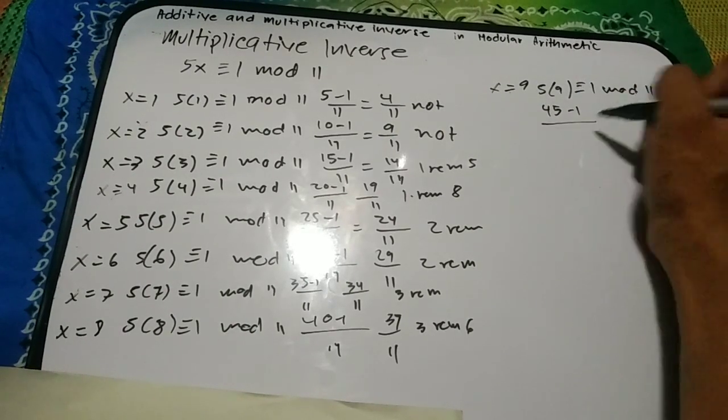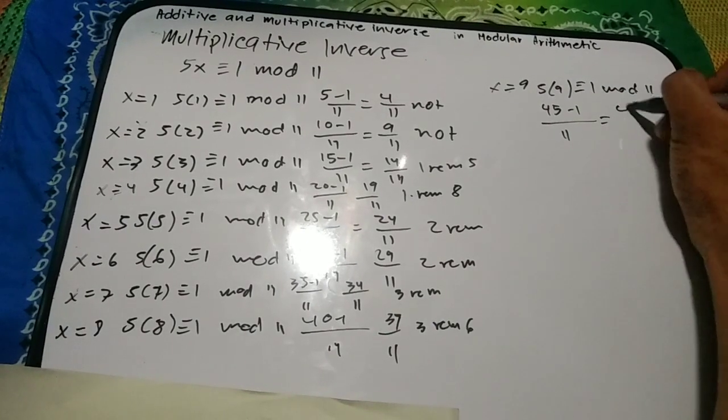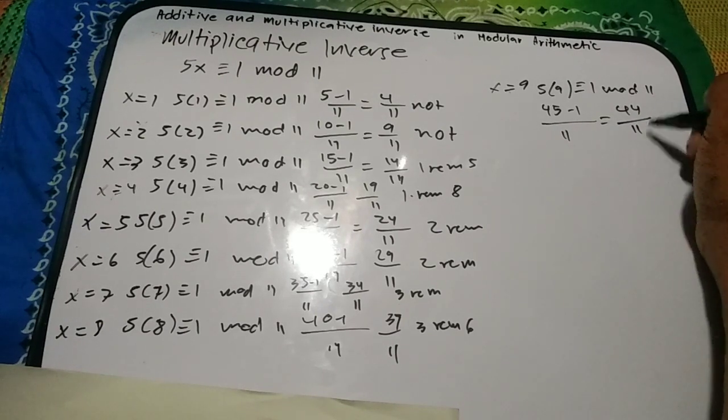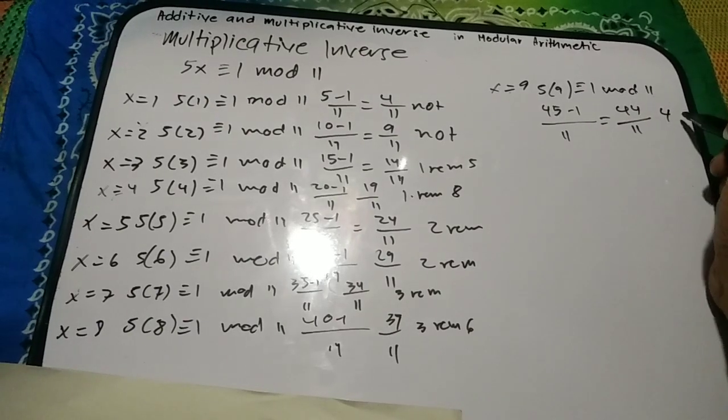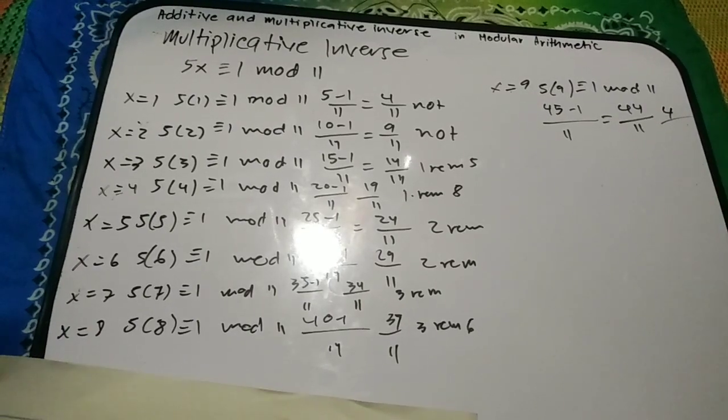minus 1 over 11. The answer is 44 over 11. If you divide 44 by 11, the answer is 4. So this is a whole number. That is the solution.